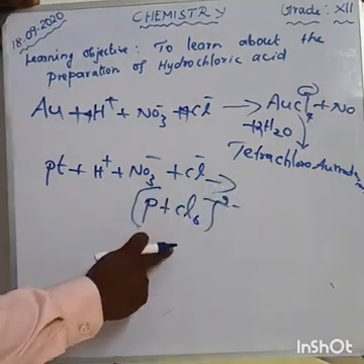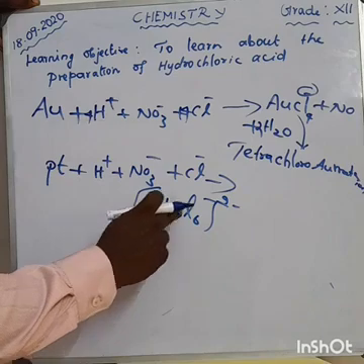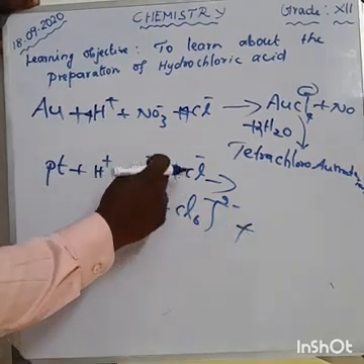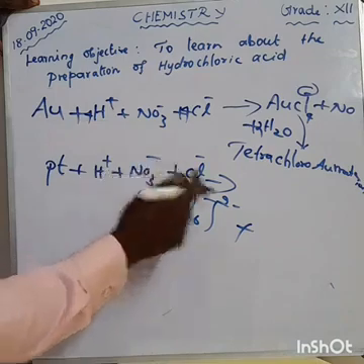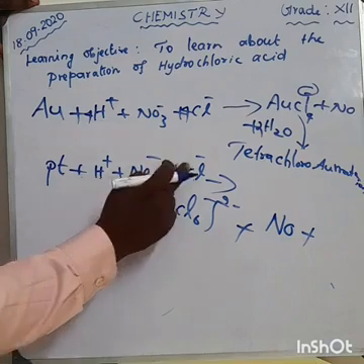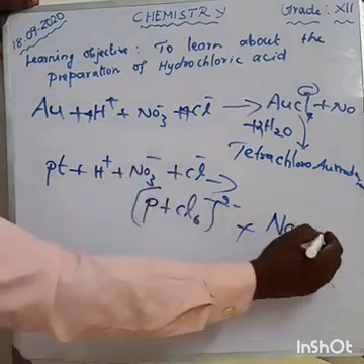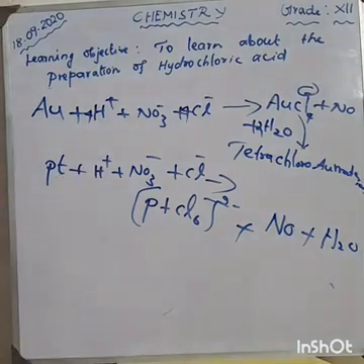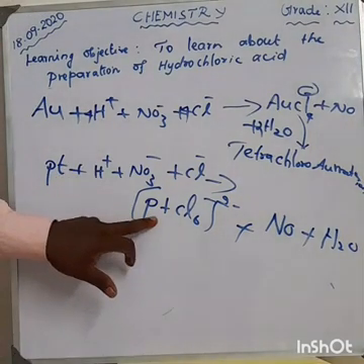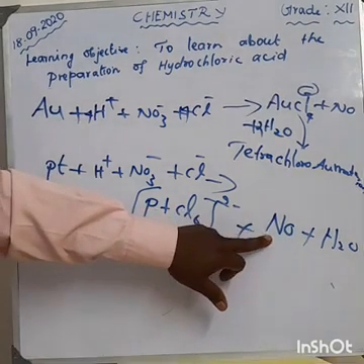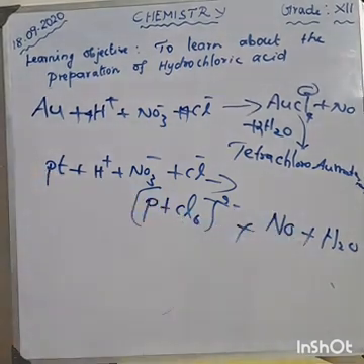What is the formula? PtCl6 2 minus, and also nitrogen combines with oxygen to give NO, and hydrogen combines with oxygen to form water. The same as per the previous equation. Here PtCl6 2 minus plus NO plus water. These are the products obtained.